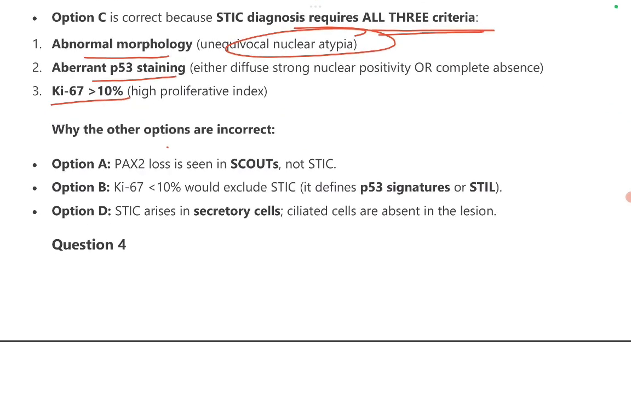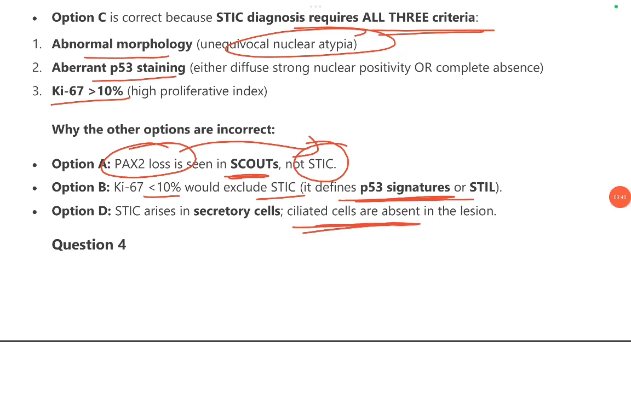Now we have already discussed that PAX2 loss is seen in SCOUT, but can also be seen in STIC, but it is not diagnostic. In option B, Ki-67 is less than 10%, which excludes a STIC lesion because it defines the P53 signature, and STIC arises in secretory cells, and often ciliated cells are absent in this lesion.